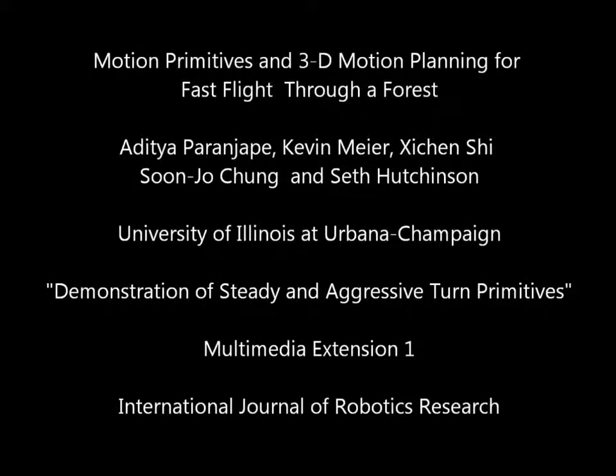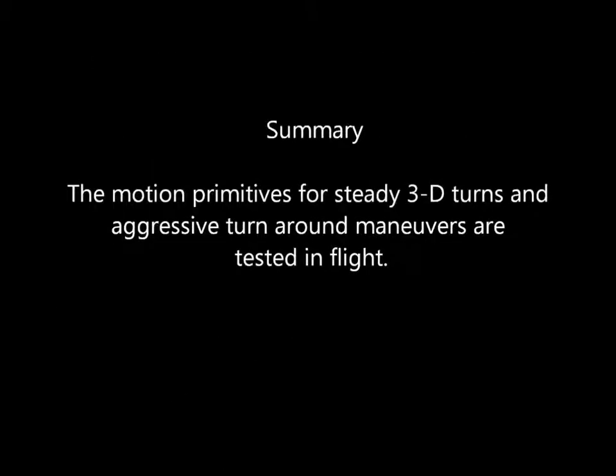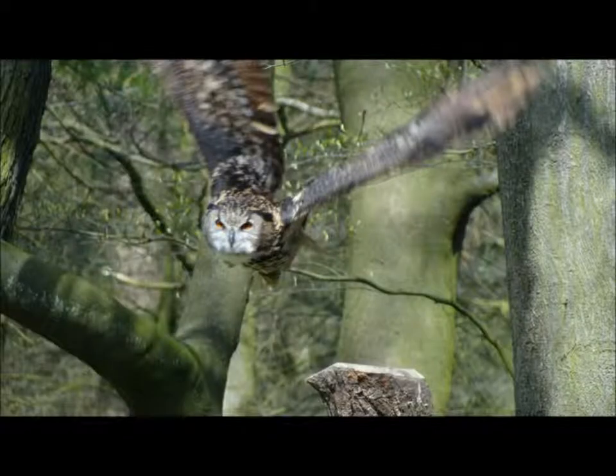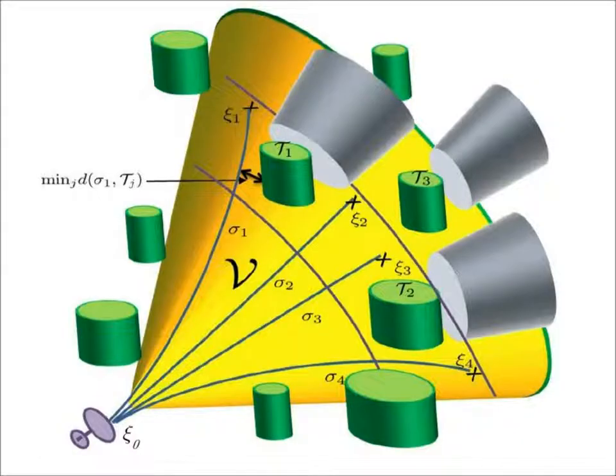In this video, we will demonstrate two families of motion primitives for high-speed flight of fixed-wing robotic aircraft through a dense obstacle-rich environment. This work has been motivated by birds like goshawks, which can fly at incredibly high speeds through dense forests. There are two key challenges in designing motion planning algorithms for such settings.